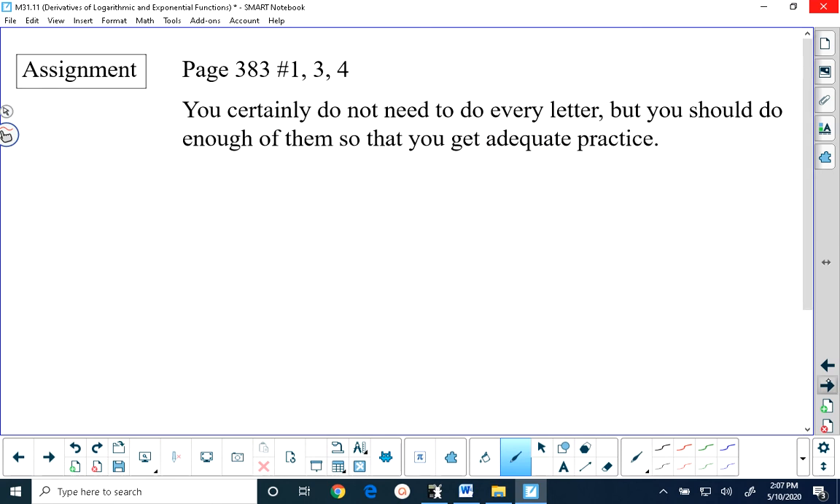On page 383, questions 1, 3, and 4 are a list of suggested problems. And once again, everybody, you know the drill. We have a Google Meet tomorrow, so if you have any questions and are available during that time, feel free to drop in and I will help you out. If you can't make it during that time, remember you can email me at any time, and as soon as I get the email, I will get back to you and help you out.